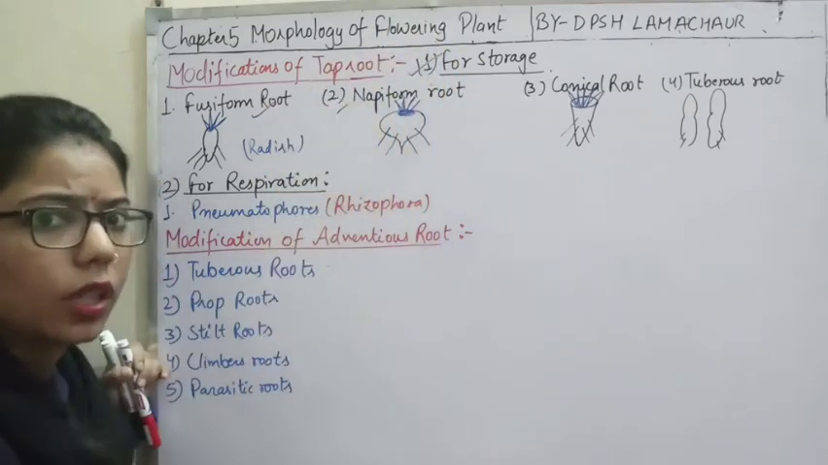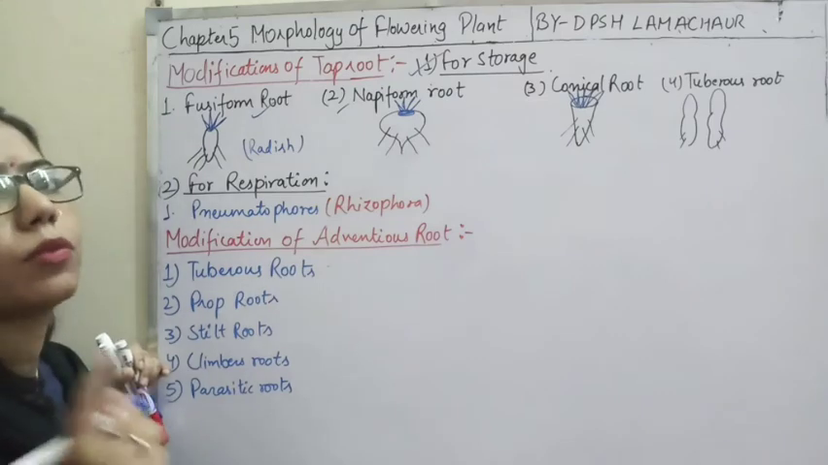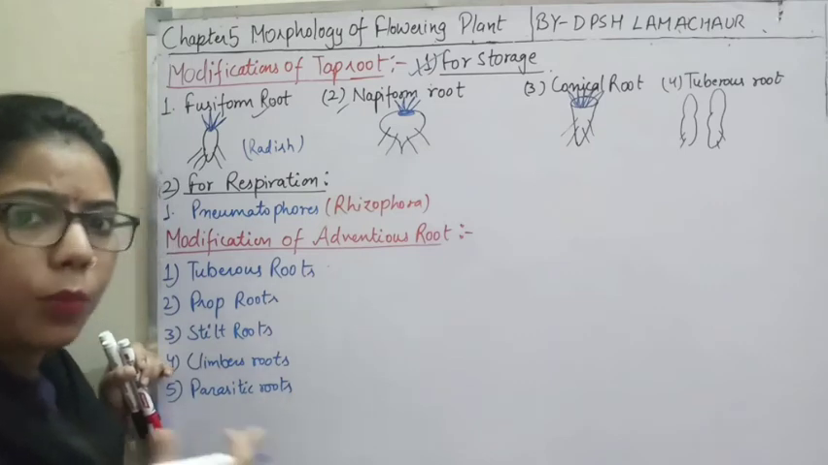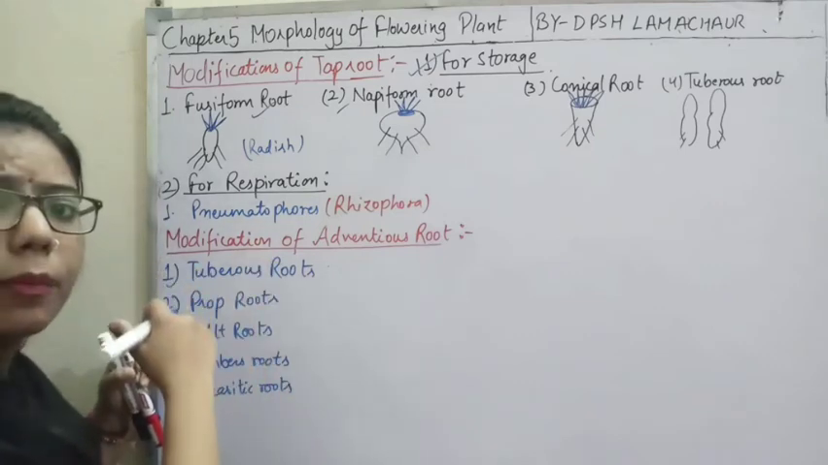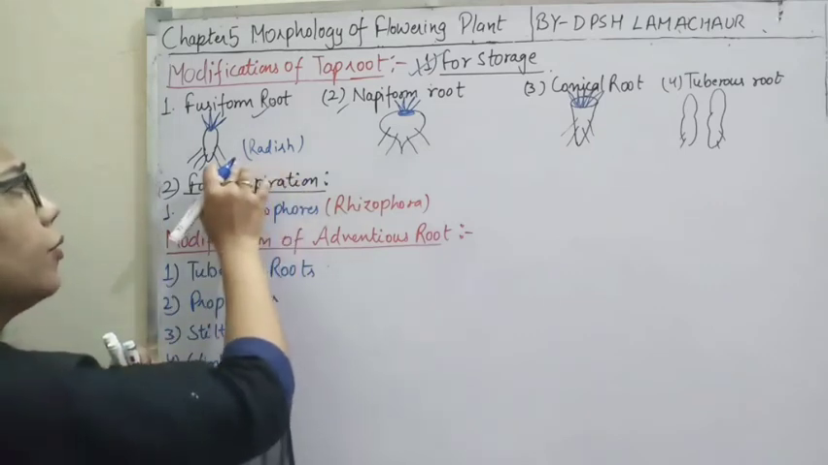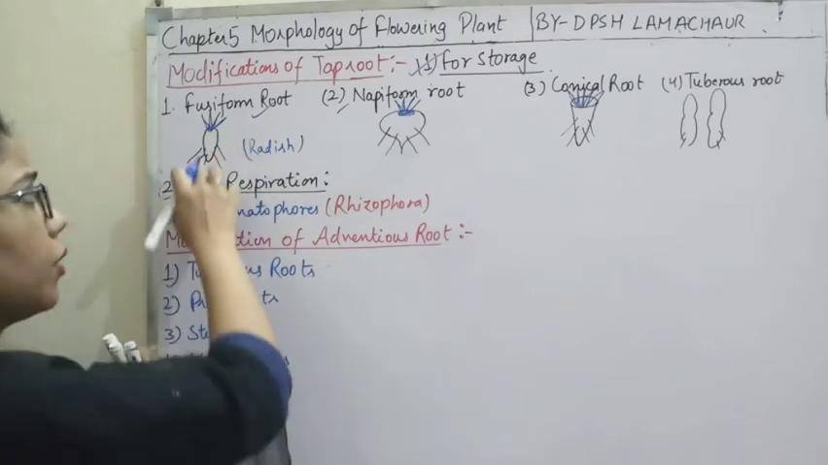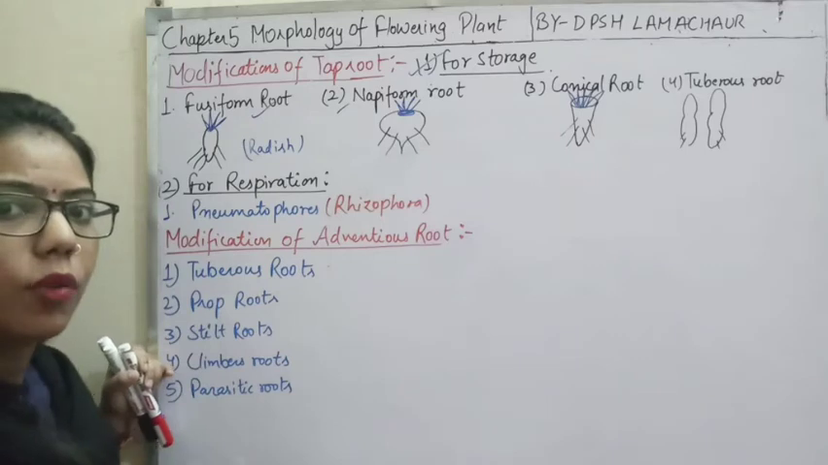For the storage. So these roots can be useful for storage. And this storage is important for us because we are consuming them. Here the first one is the radish, and this type of structure which will form the root is known as fusiform root.